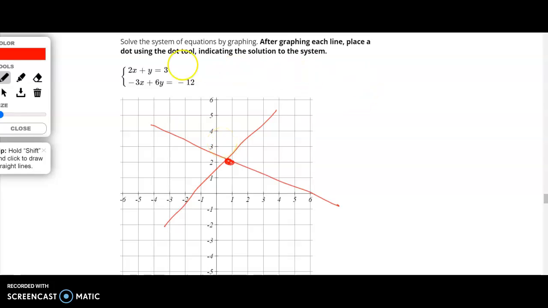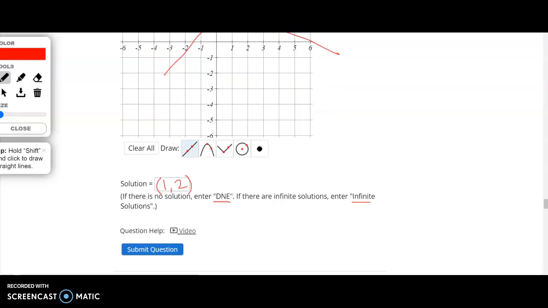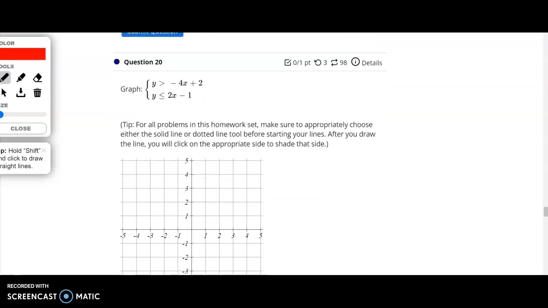So make sure you do place the dot there using the dot tool down here, and then make sure you also put the solution. So if that was the right answer, which it's not, you would put the solution like that, okay? If there's no solution, you can enter does not exist. Infinite solutions, you can write infinite solutions, okay? So that's how to do that one.